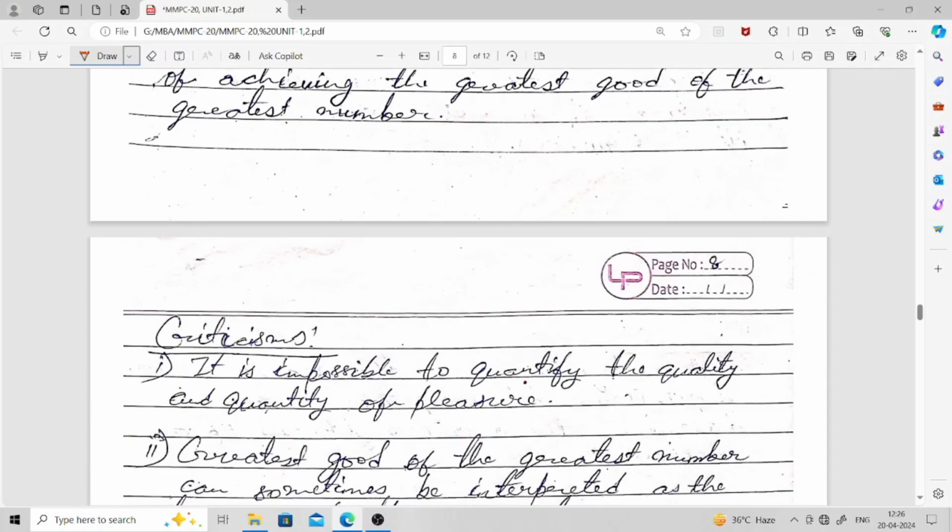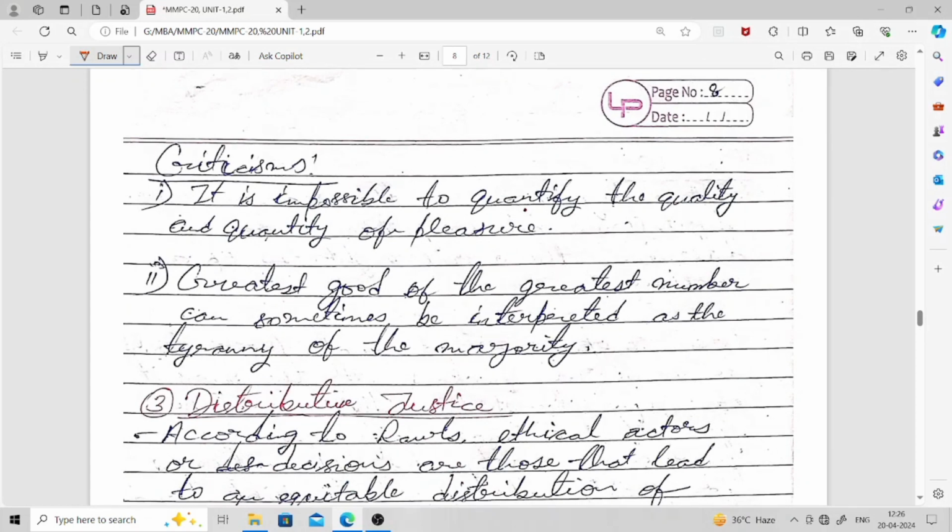The criticism of utilitarianism is that it is impossible to quantify the quality and quantity of pleasure. It means we cannot quantify the pleasure. So that is the first criticism. We cannot say which action results in more pleasure and which action results in less pleasure. That kind of quantification we cannot do.